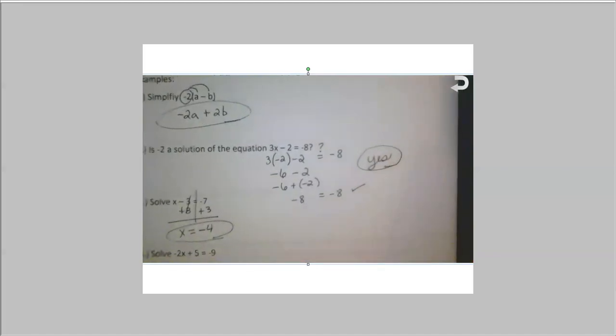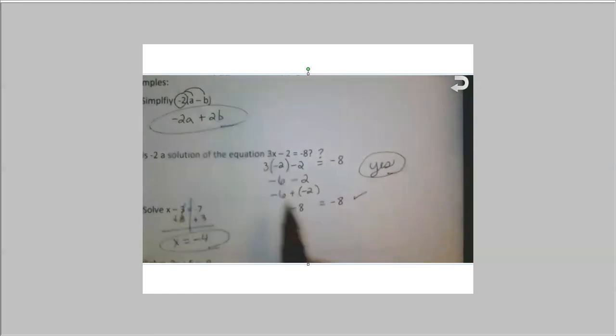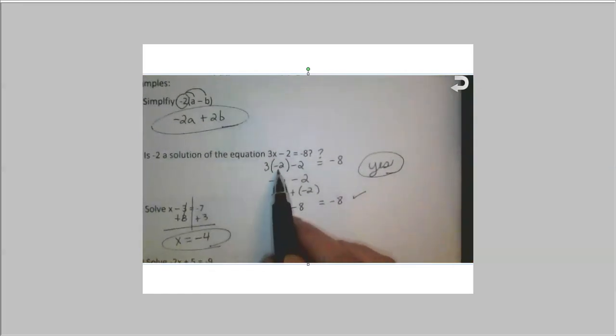If you are working in a calculator, remember order of operations: 3 times negative 2, and then you can subtract 2 from that to get your solution, to simplify that to see if it checks.